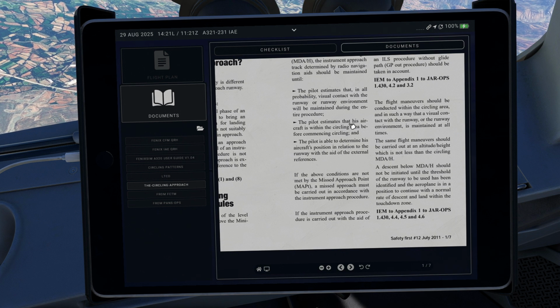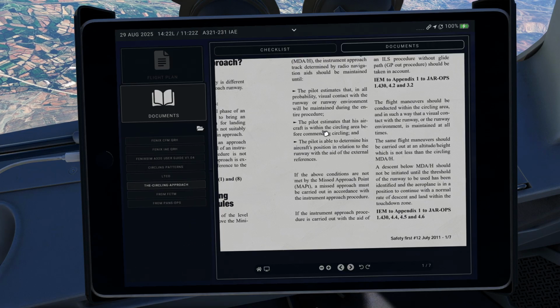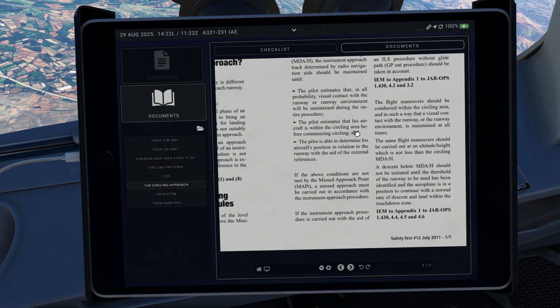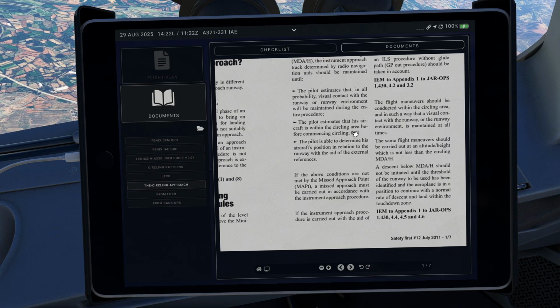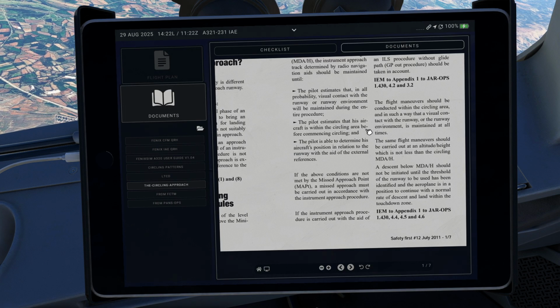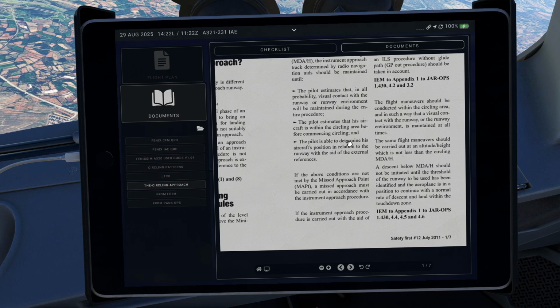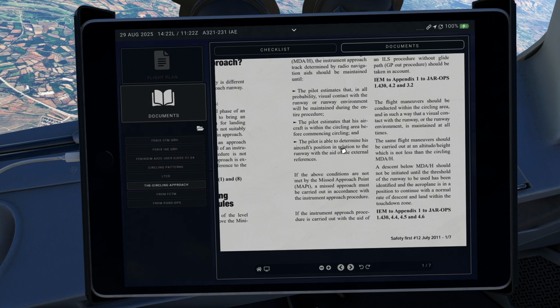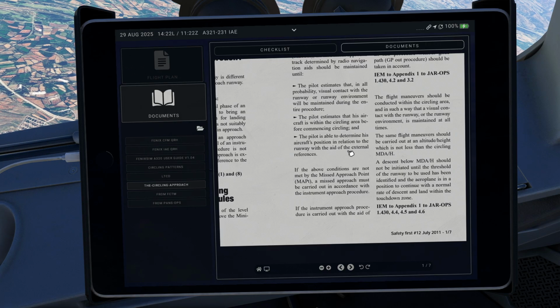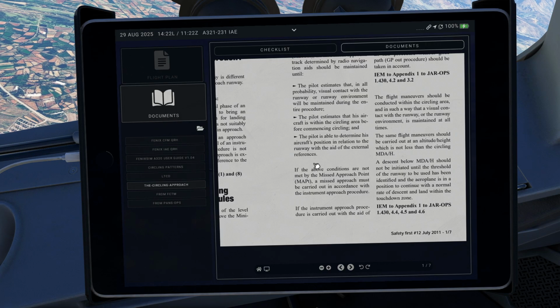The pilot estimates that his aircraft is within the circling area, which is 4.2 miles from the threshold of landing runway for Cat Charlie aircraft, also before commencing circling, and the pilot is able to determine his aircraft position in relation to the runway with the aid of external references.